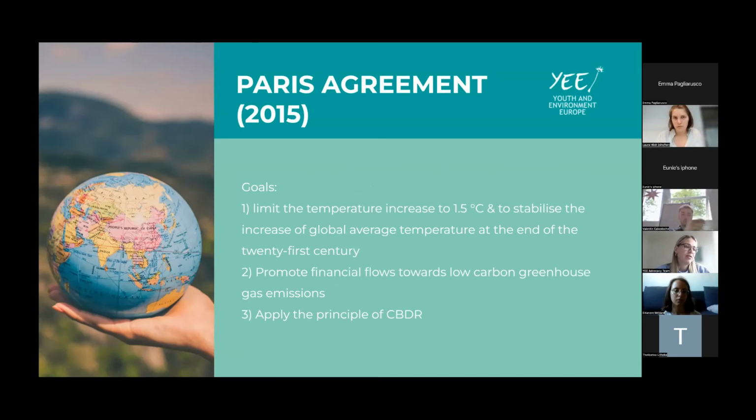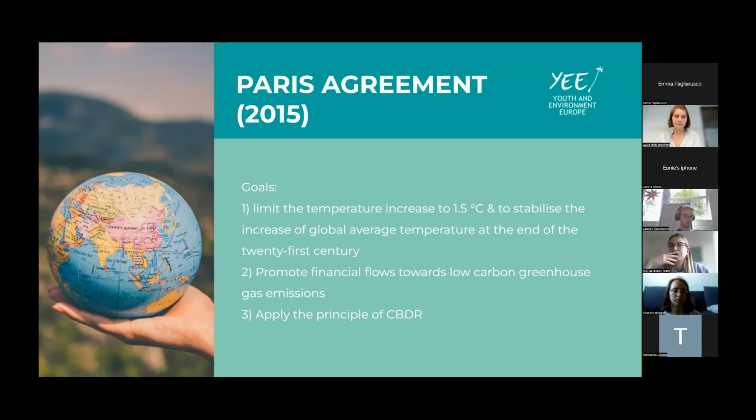So here we are at one of the most famous international environmental conventions, the Paris Agreement, which happened in 2015. Its goal is to limit the temperature increase to 1.5 degrees Celsius, and in any case below 2 degrees, and to stabilize the increase of global average temperature. Also, it's very important to note that it sets as a goal to promote financial flows towards low carbon greenhouse gas emissions, which is very important for every state to take into consideration. And here you can see that the principle of common but differentiated responsibilities has been applied and discussed and has been transformed, not regarding developed and developing countries, but regarding their historic responsibilities and their respective capabilities.